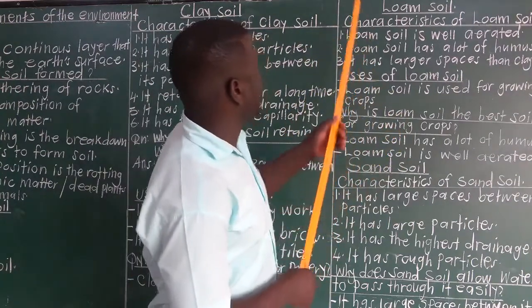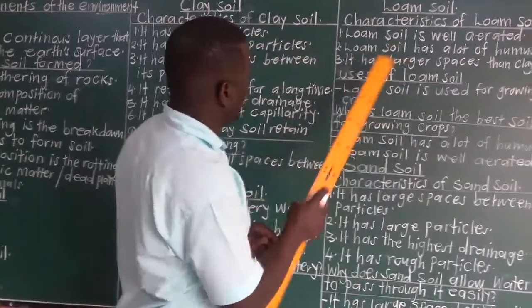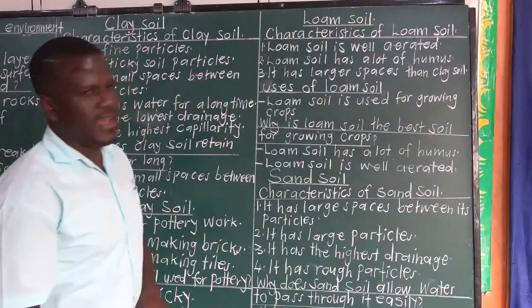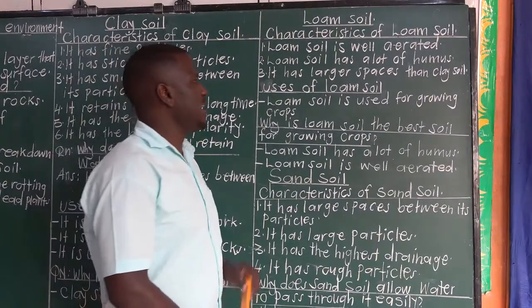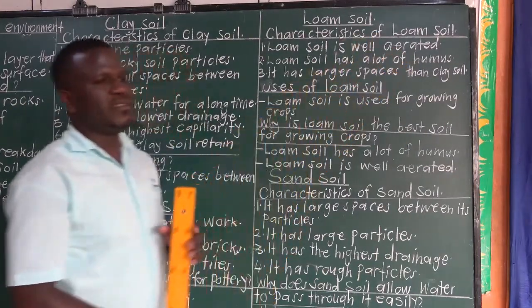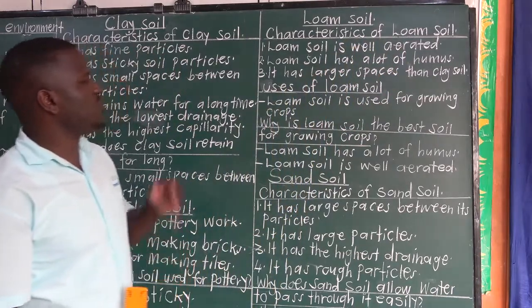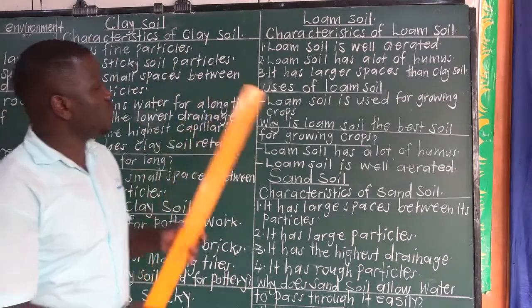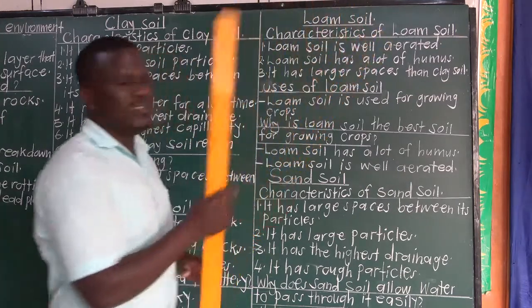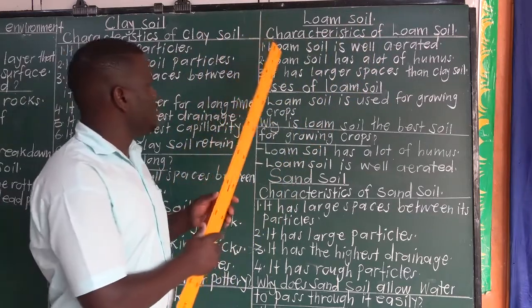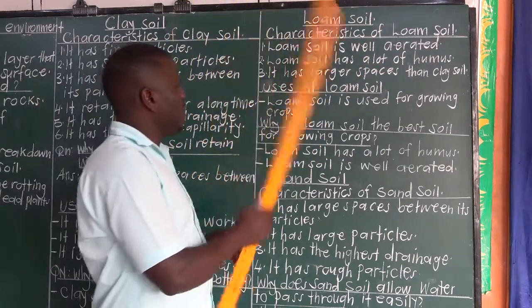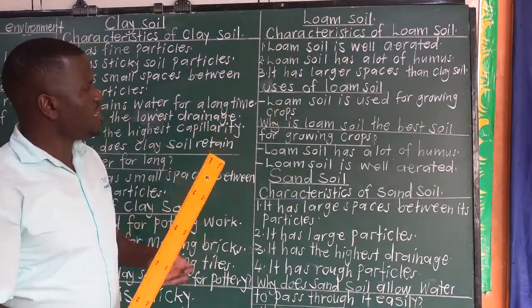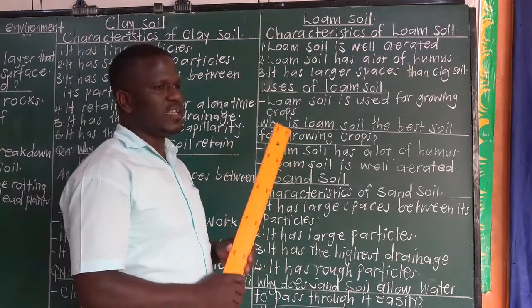We look at the second type of soil, which is loam soil. Characteristics of loam soil. One, loam soil is well aerated. The word aerated simply means the process of allowing air and water to enter the soil. So when we say loam soil is well aerated, it means that loam soil can allow water and air to enter the soil easily.